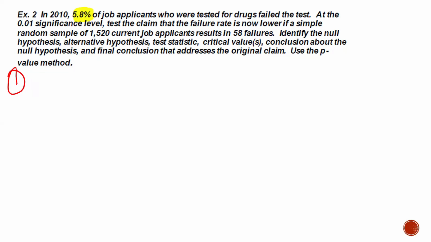Lower. Failure rate really means the proportion of people who fail the drug test. The failure rate is lower, and lower means less than. Lower than what? 5.8. I'm going to write that as a proportion because we want to be careful with our formula. So that's 0.058. You could also write this in words.